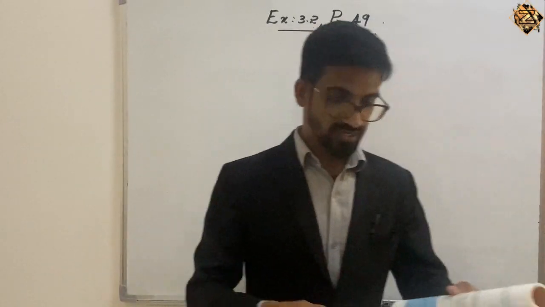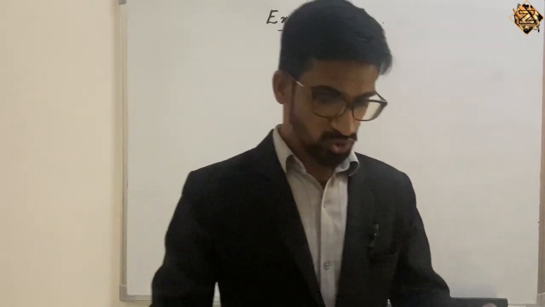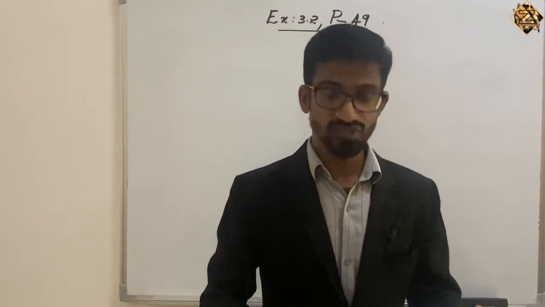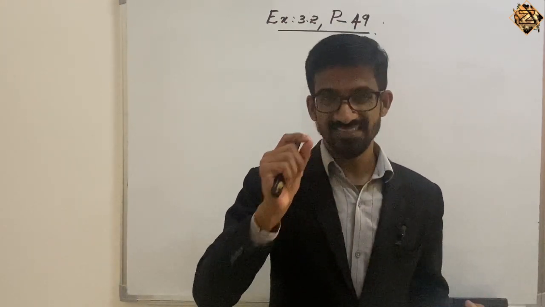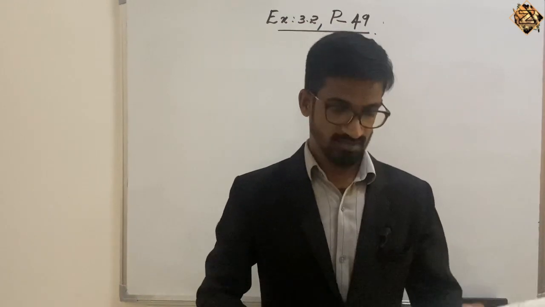Hi students, now please look at question number 3 of exercise 3.2, page number 49. On comparing the ratios A1 by A2, B1 by B2 and C1 by C2, find out whether the following pair of linear equations are consistent or inconsistent. The question is, check the consistency of the pair of linear equations which are given here.